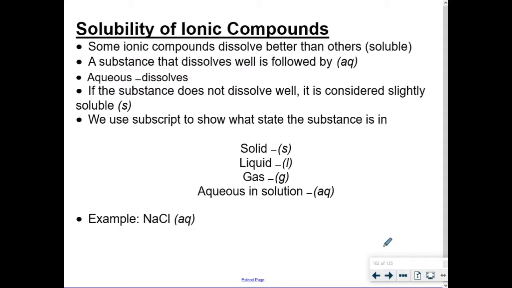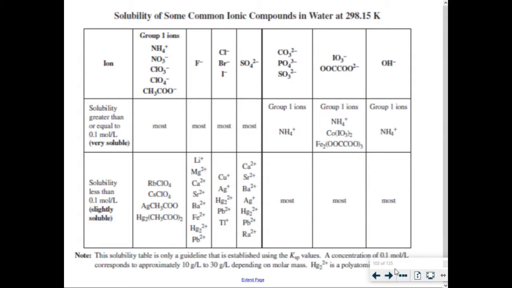There is one application we need to work on. I think it'll work best if I just flip to this slide right here. There is a table that's in your data booklet that will help you figure out whether or not an ionic compound dissolves or not. It's a really easy table to work with. We'll do a little practice on it over time, but here's how this table works.